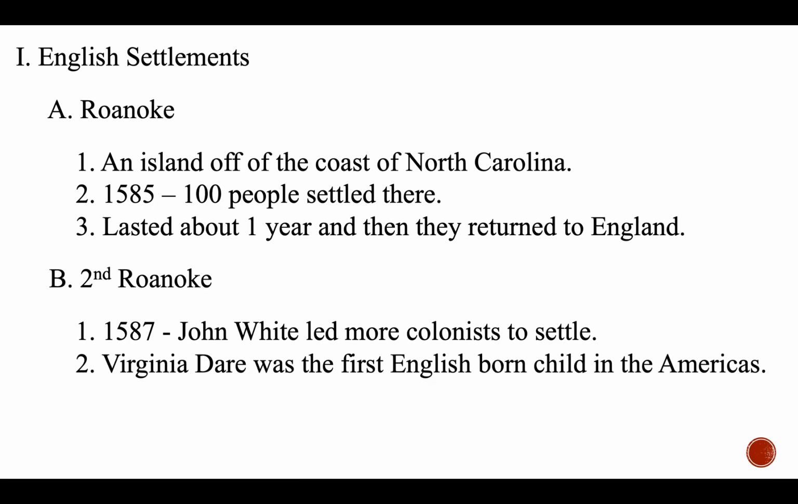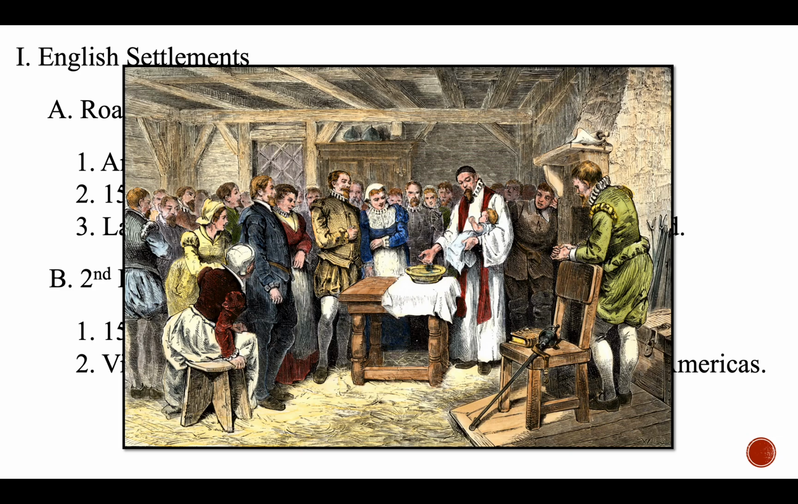All right. It's here at this colony that you have the first English-born child, and her name was Virginia Dare, first colonist born in the Americas. And there's a picture of her baptism, and you see everybody's gathered to celebrate her baptism, which would have taken place shortly after her birth.